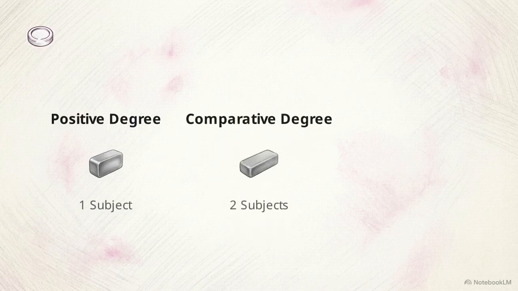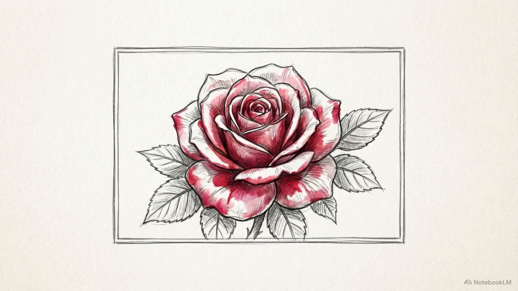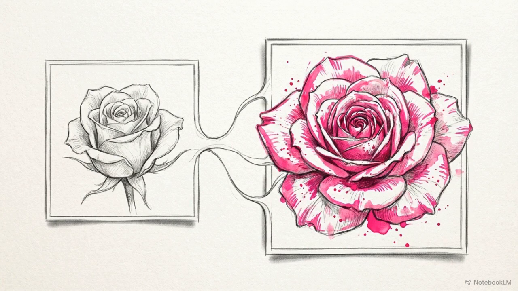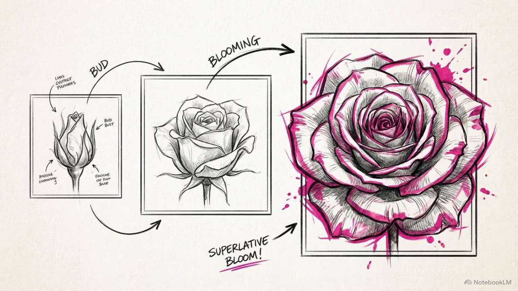Step 2 is selecting the correct degree of comparison. This is determined by the number of things you are describing. If you are describing a single subject with no comparison, the adjective stays in the positive degree, like beautiful. When you compare exactly 2 subjects, you must use the comparative degree, such as more beautiful. When comparing 3 or more subjects, the adjective must be in the superlative degree, most beautiful.